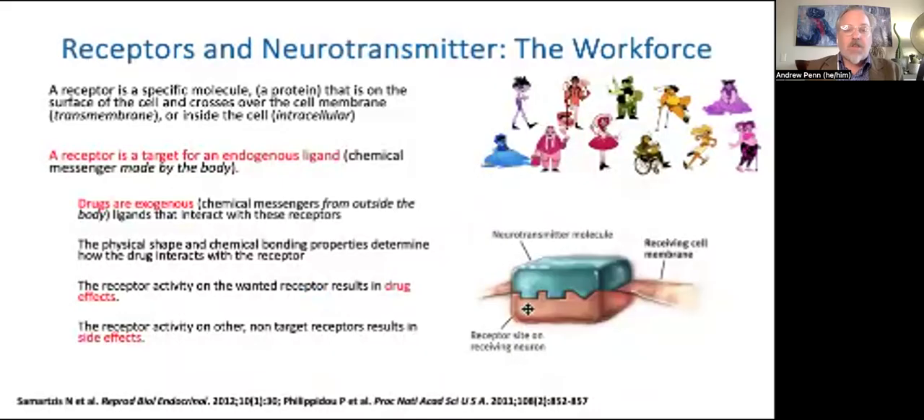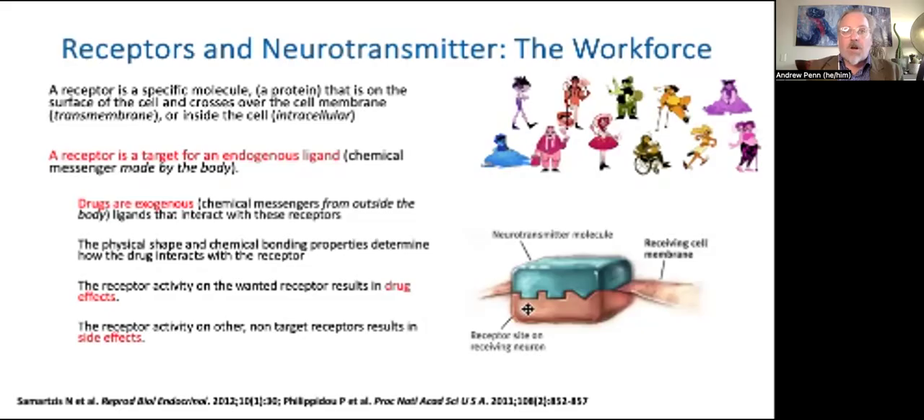Now, a lot of times in this class, we're going to be talking about receptors and neurotransmitters. And so these characters up here, we'll be unveiling as we go through this week and next week. So these receptors are a specific molecule, a protein that sits on the surface of the neuron and extends into the inside of the neuron. These are known as transmembrane. So they're sitting on the cell membrane, or they can be inside the cell. They can be intracellular receptors.